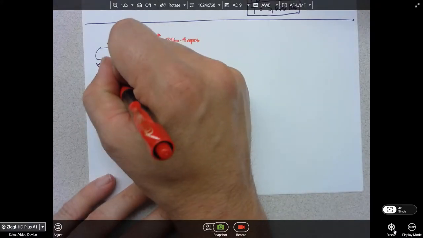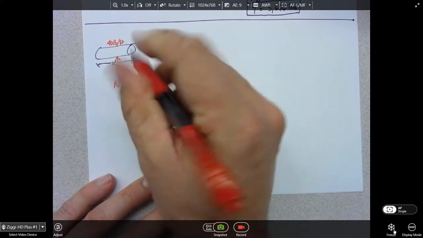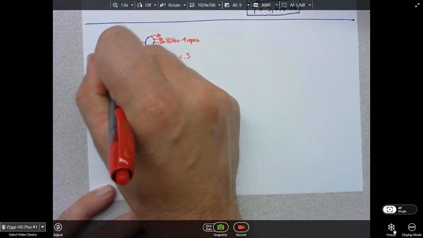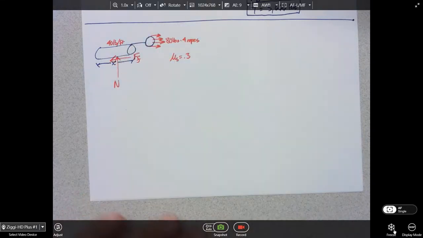Then we're going to have some normal force, right, from the log, and we're going to have some force of friction that opposes that. Now, what type of problem is this? Is this a type 1, type 2, or type 3?